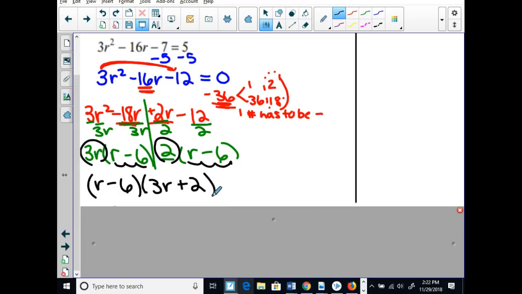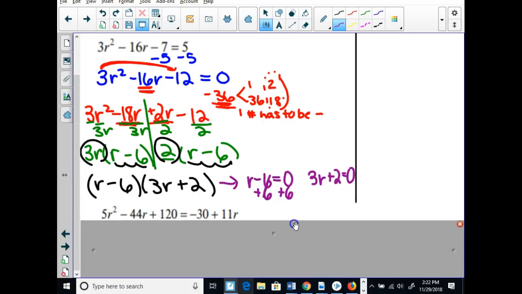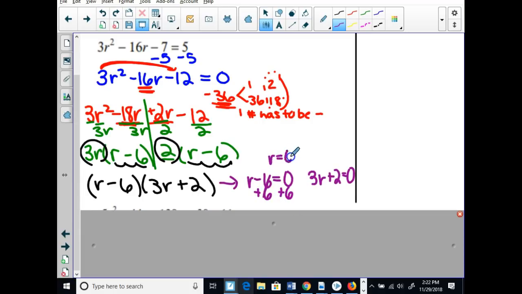Now what am I going to do? I factored it. Now I need to set each factor equal to 0. So r minus 6 is equal to 0, and 3r plus 2 is equal to 0. I'm going to add 6 and add 6. So I get r is equal to 6. I'm going to subtract 2.